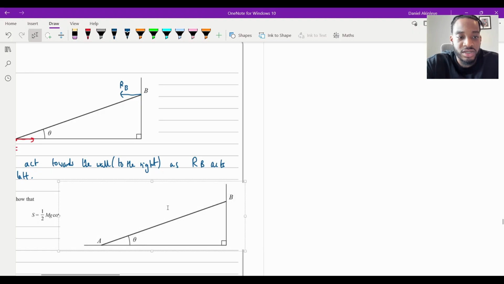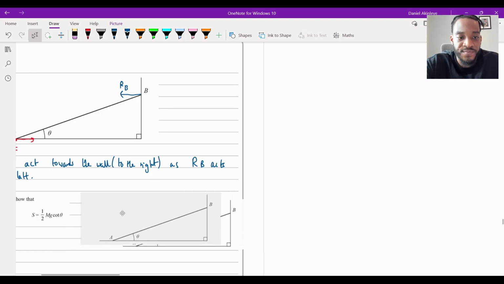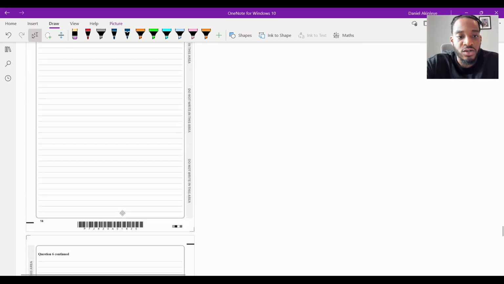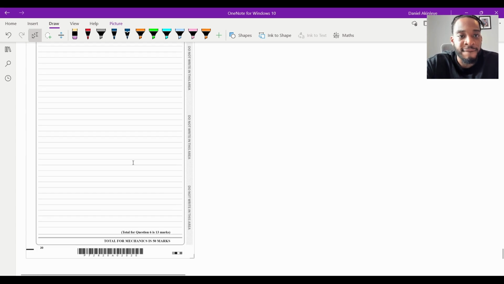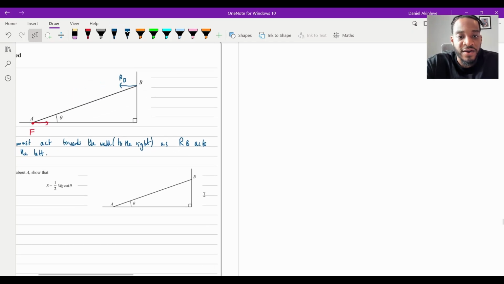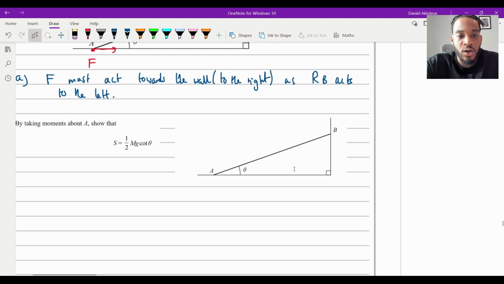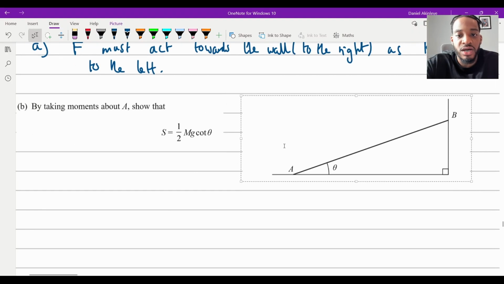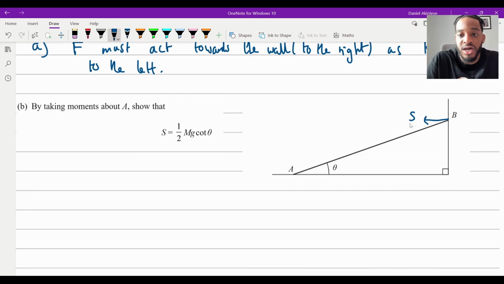And what did they tell us? Let me just move this a bit here. Okay, where are we? Yeah, we're right here. What have they told us? In this model, we know from part A that we have a reaction force acting this way, which we know is called S now. We know that the frictional force acts in the opposite direction, F.